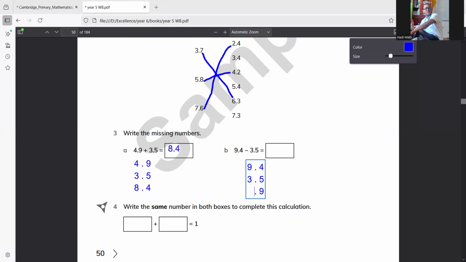9 minus 3 is equal to 6. No, now this is 8, and 8 minus 3 is equal to 5. Remember, when you borrow 1 from it, you need to cancel it. If you're not good at remembering that you borrowed 1, then please immediately, when you are borrowing it, go and cancel it.